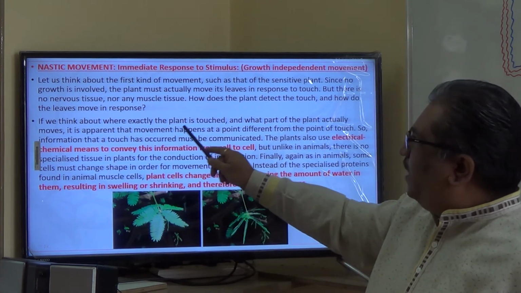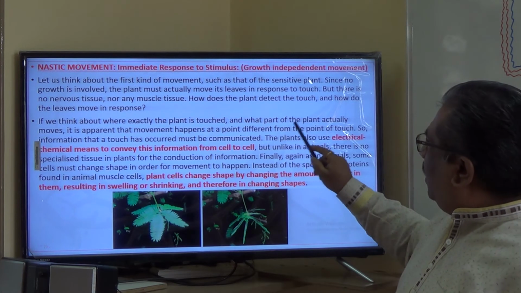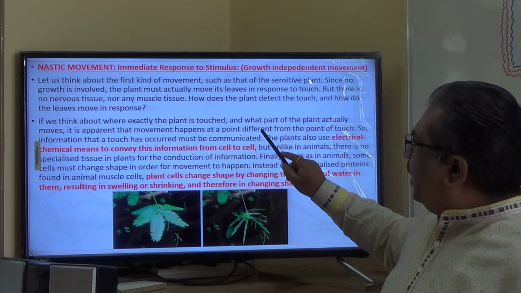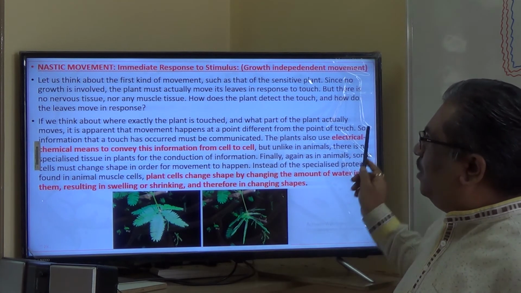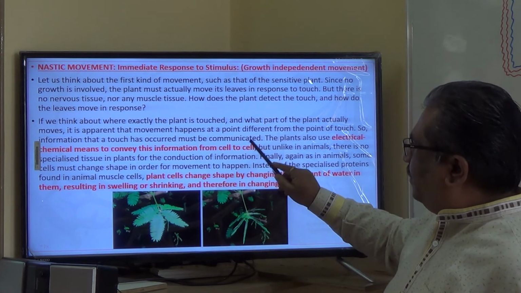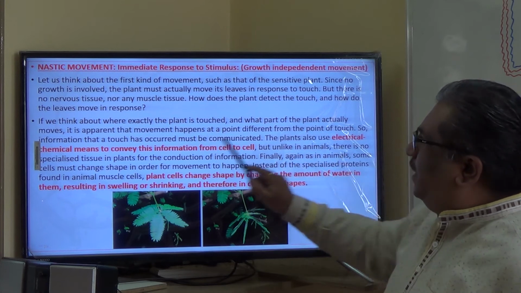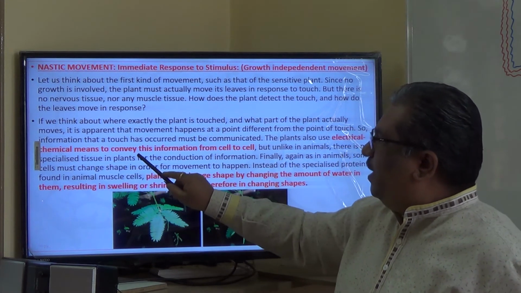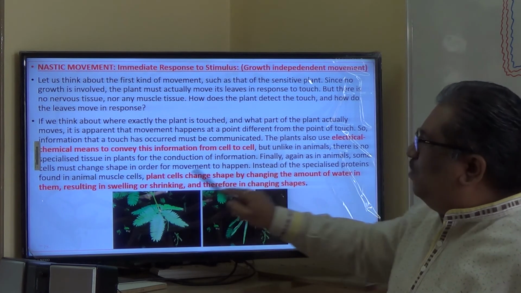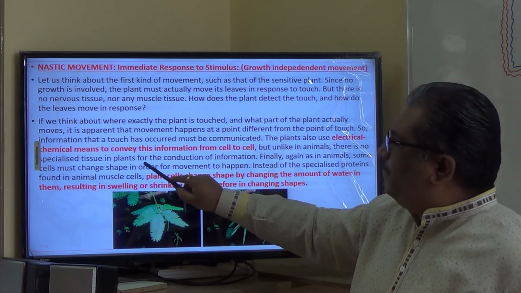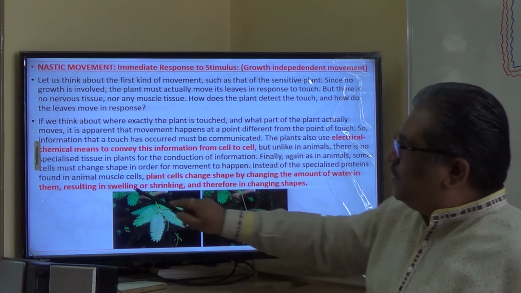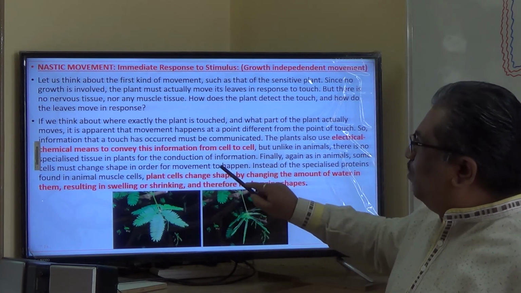If we think about where exactly the plant is touched and what part of the plant actually moves, it is apparent that movement happens at a point different from the point of touch. So the information that a touch has occurred must be communicated. The plants also use electrical chemical means to convey this information from cell to cell. But unlike in animals, there is no specialized tissue in plants for the conduction of information. Finally, again, as in animals, some cells must change shape in order for the movement to happen.